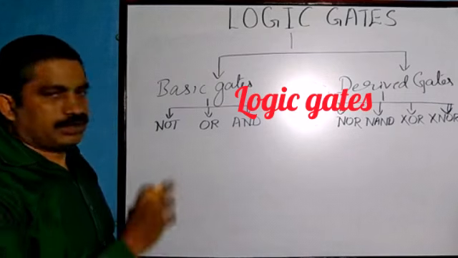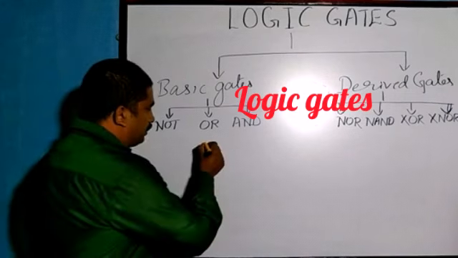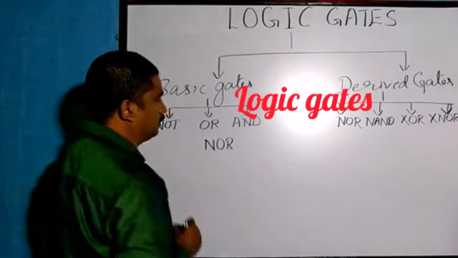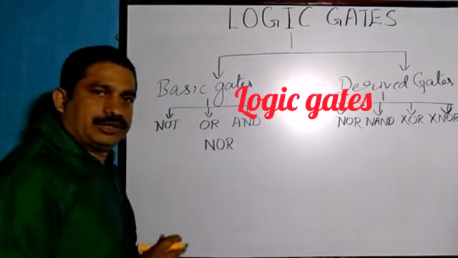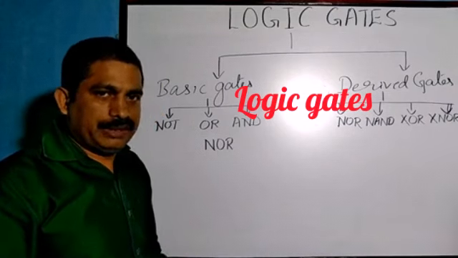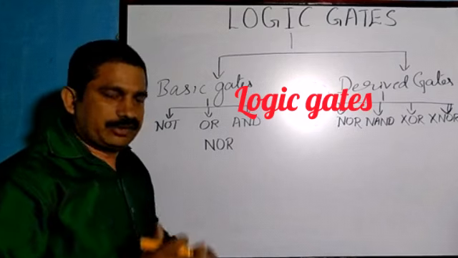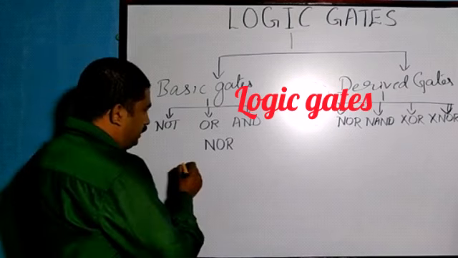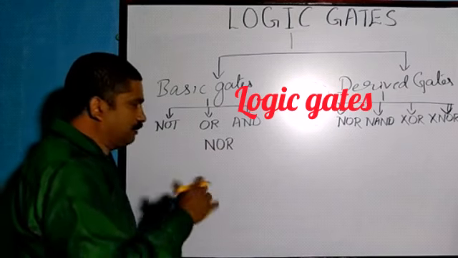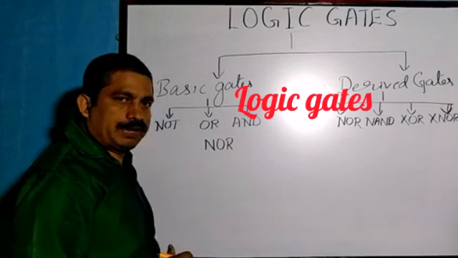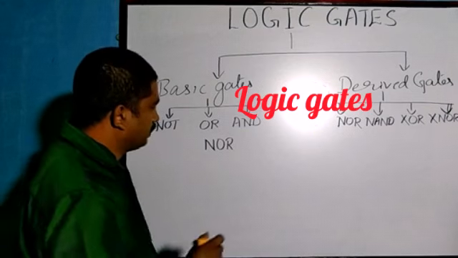The first one is NOR gate. Okay. So in the NOR gate, we have to study two things. One is truth table and the second one is its circuit diagram. NOR gate, it is nothing but the inverted gate of OR. That is, OR gate followed by NOT gate.